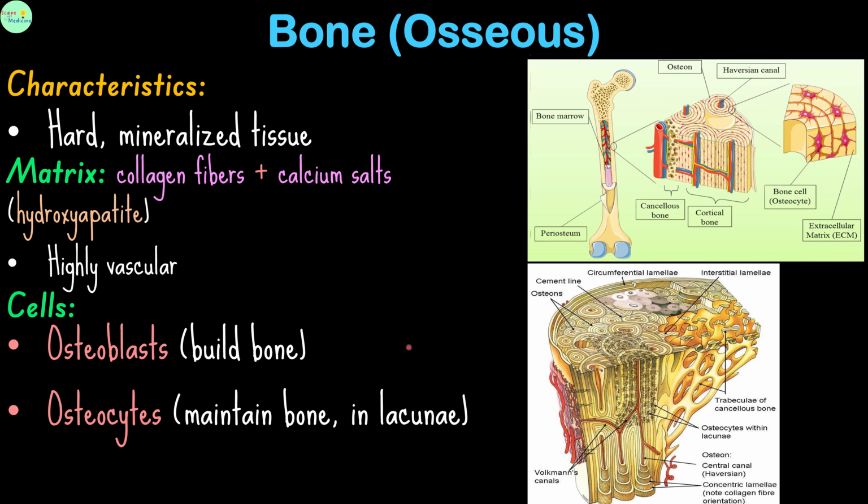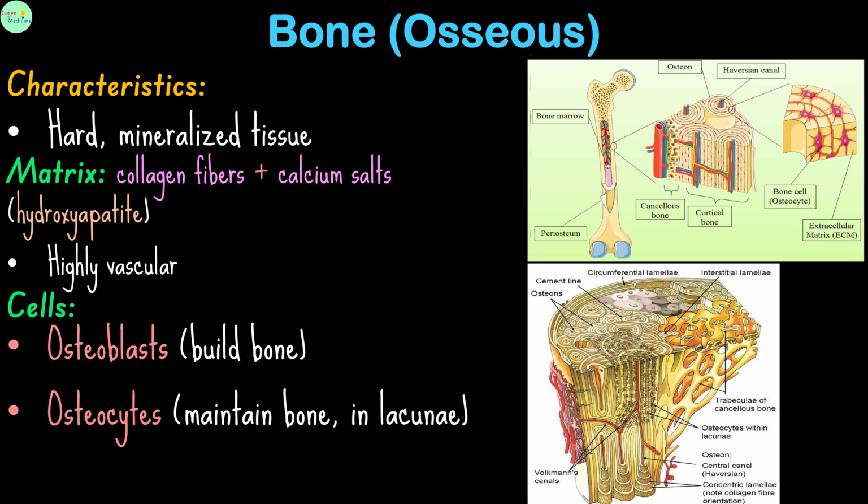Osteocytes are mature bone cells that derive from osteoblasts that have become surrounded by mineralized matrix, and they reside in small spaces called lacunae, maintaining the matrix and sensing mechanical loads, and they communicate with each other and with cells on the bone surface through long cytoplasmic processes that run through tiny channels called canaliculi.